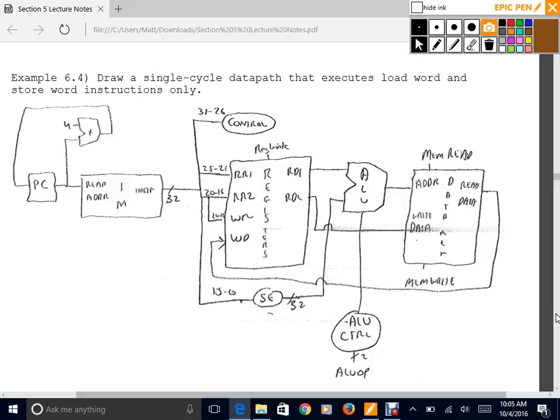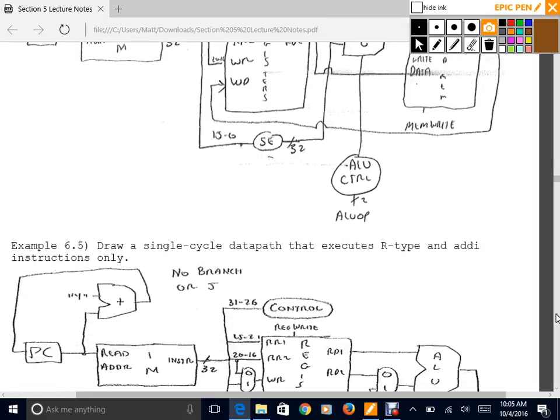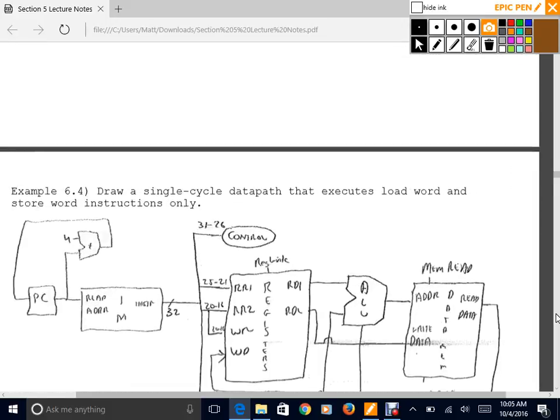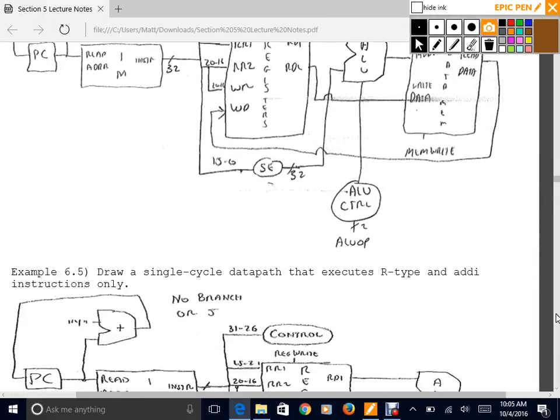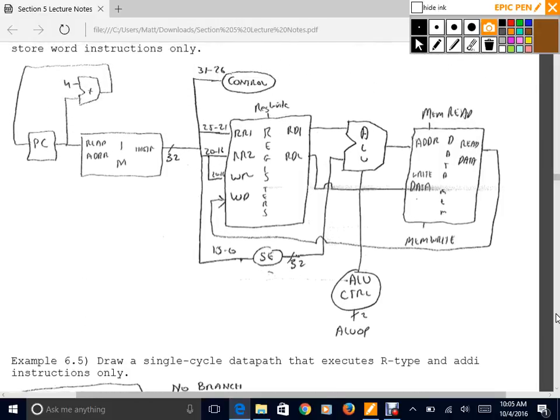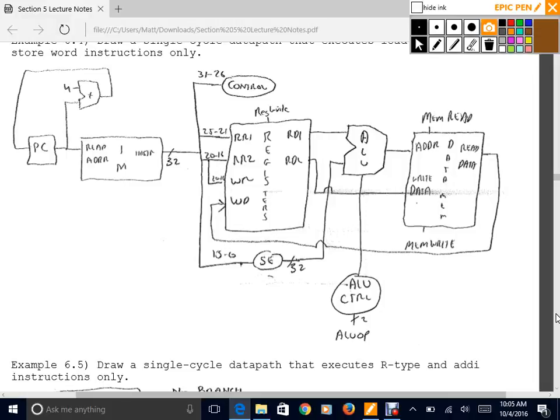There's the beginning of all your instructions. So 6.5 is, oh no, it should be 5.5, because I forgot to renumber. 5.5: draw a single cycle data path that does R-type and addi instructions.